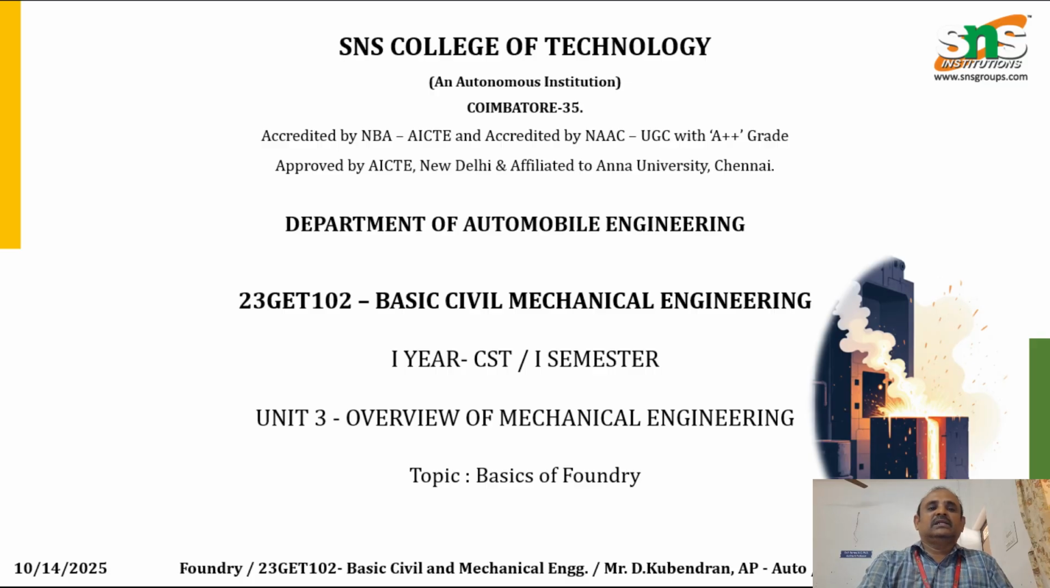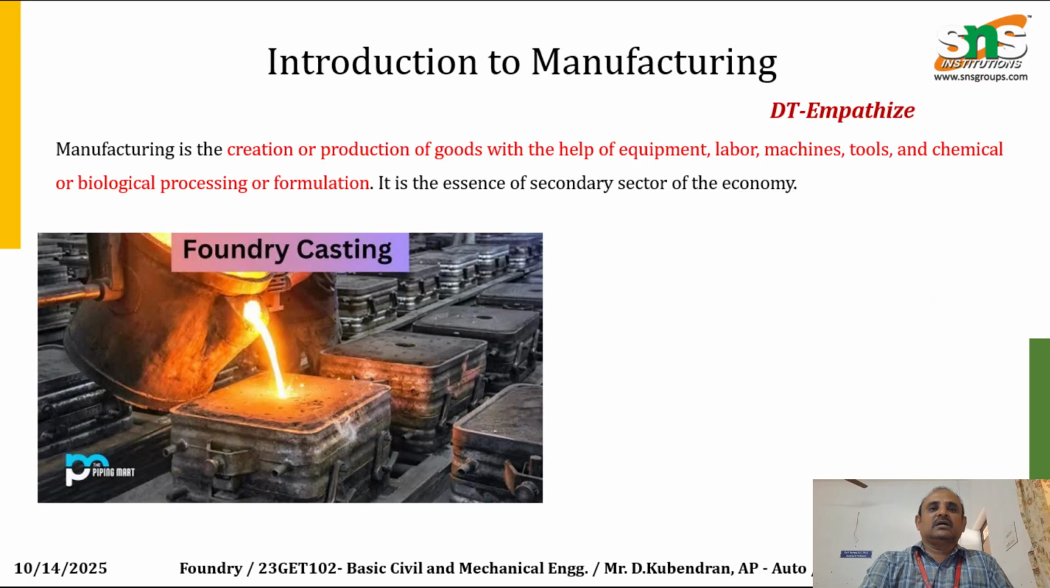The raw materials mainly used in foundries are metals like cast iron, steel, aluminum or bronze, and molding materials such as sand, clay and binders. Next one is pattern making. Patterns are replicas of the final casting used to create the cavity in the mold. They are usually made from wood, metal or plastic.